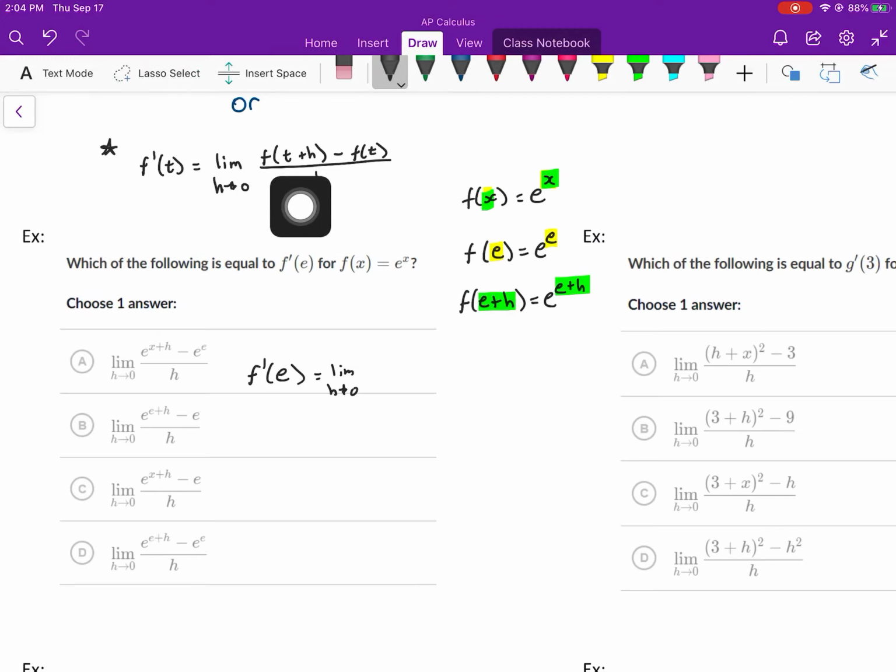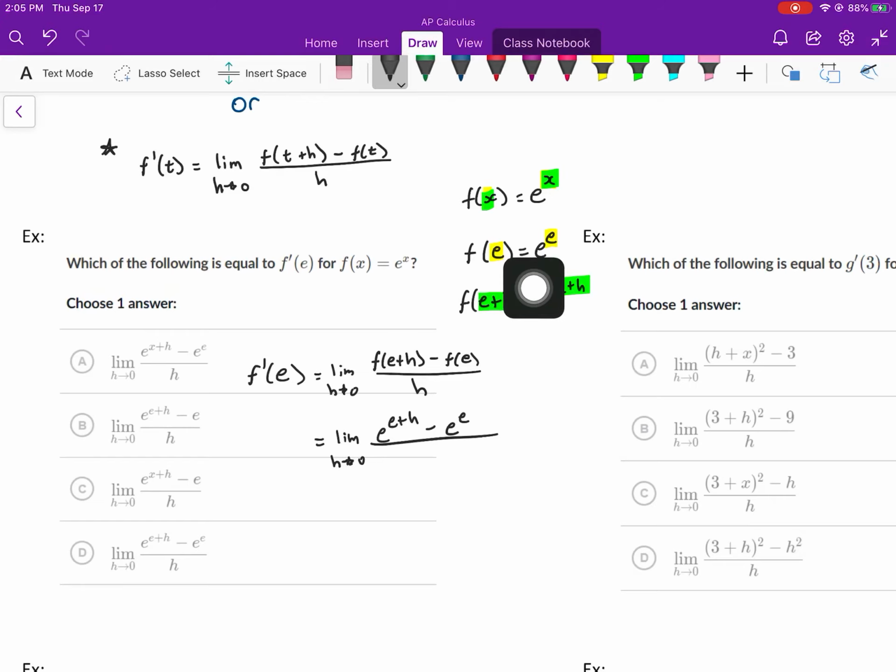So let me show you what's going on. Running right here with this formula, it would be f of e plus h minus f of e over h. And we did all the hard work. F of e plus h is e to the e plus h. Kind of sounds crazy. I'm getting things mixed up here. Minus e to the e is our f of e, right? F of e was e to the e, so I changed that out with e to the e, over h.